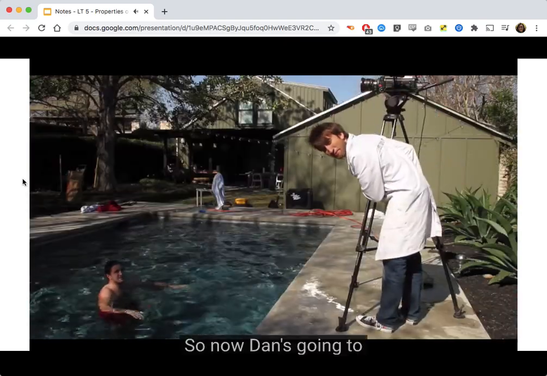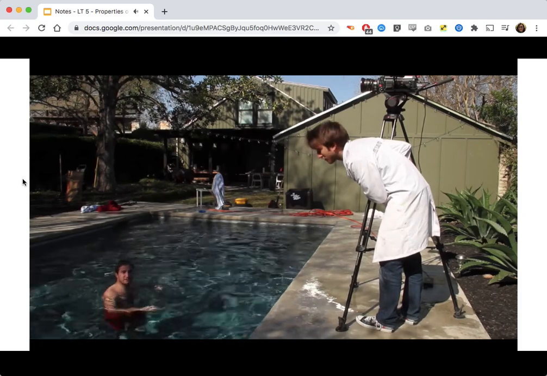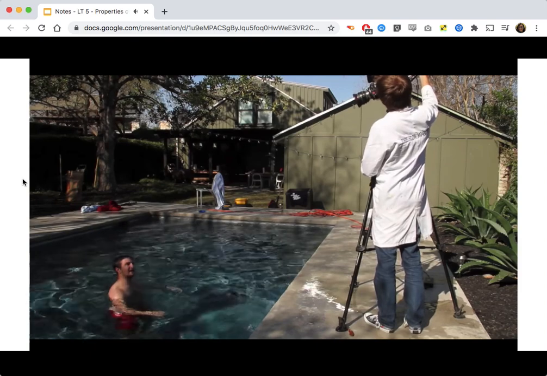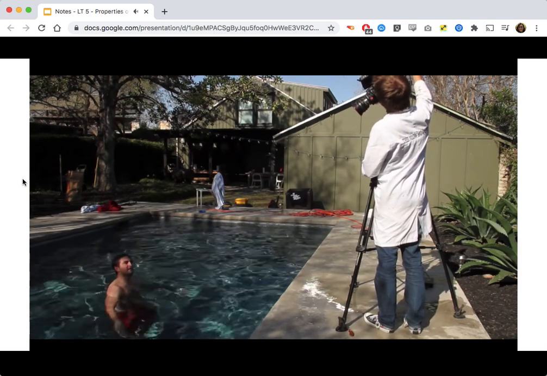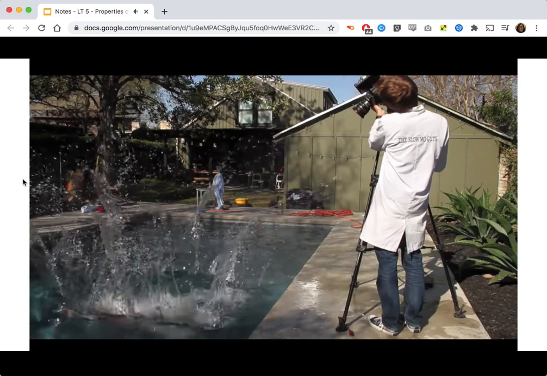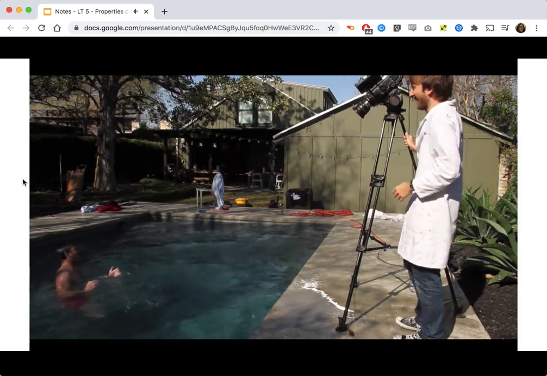So now Dan's going to fall directly backwards, Inception style, into the water. Try not to wind myself, die, or hit the bottom of the pool. Or get electrocuted. Hey. Yeah. Ow!